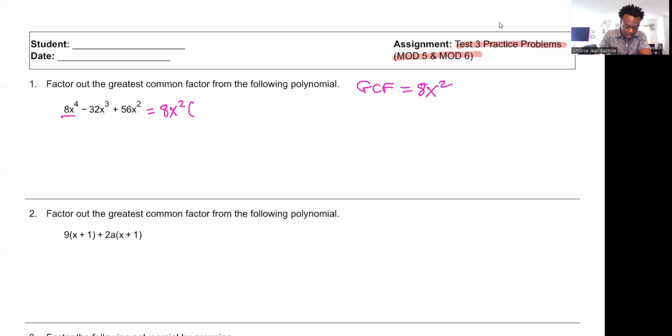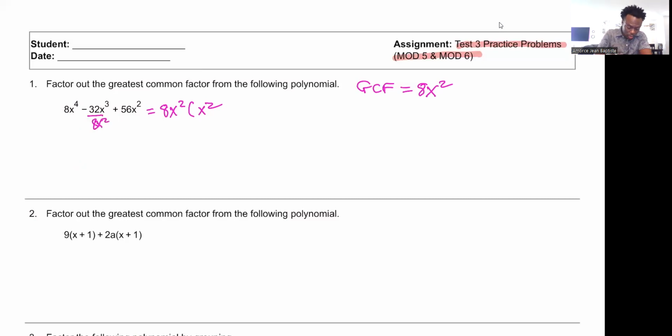Or you can say, let me divide the first term by the GCF, 8x to the power 2. So what I got left is x to the second. I'm not going to leave it there. It's just the work I'm doing so I can find the result. And then we do the same thing here. Divide by 8x to the second power.